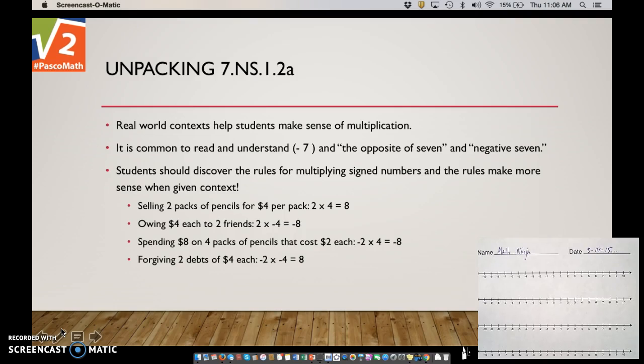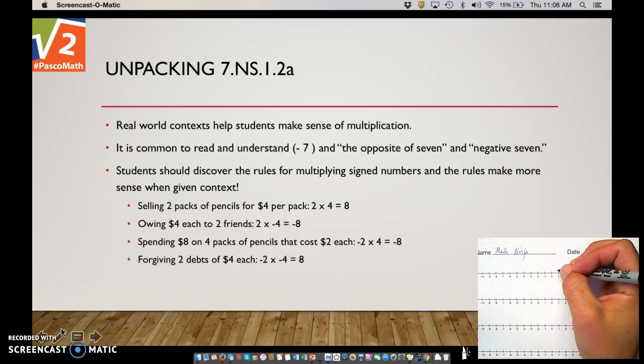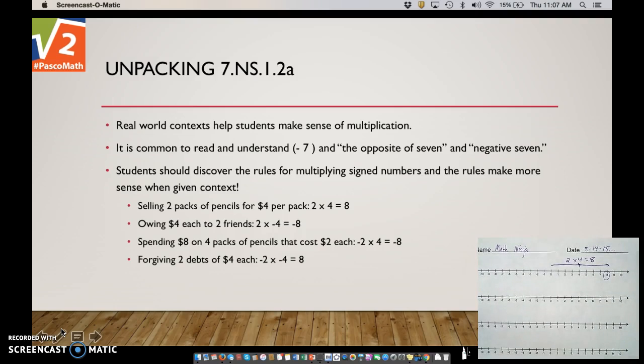The first one says selling 2 packs of pencils for $4 per pack. If I wanted to model this on the number line, I would start at 0, and I sold 2 packs of pencils for $4 per pack. The first pack earned me $4. The next pack earned me another $4. And I end up at 8. This is represented by 2 times 4 equals 8.